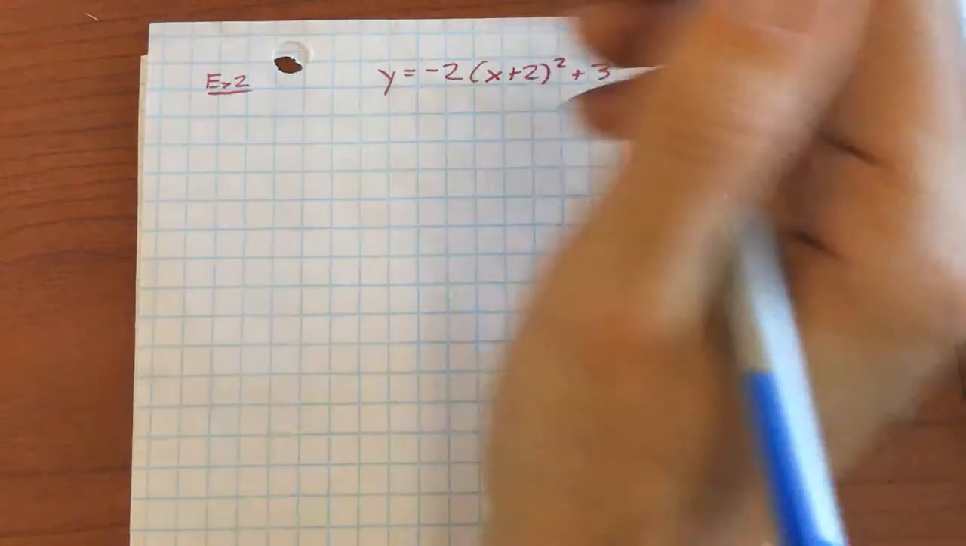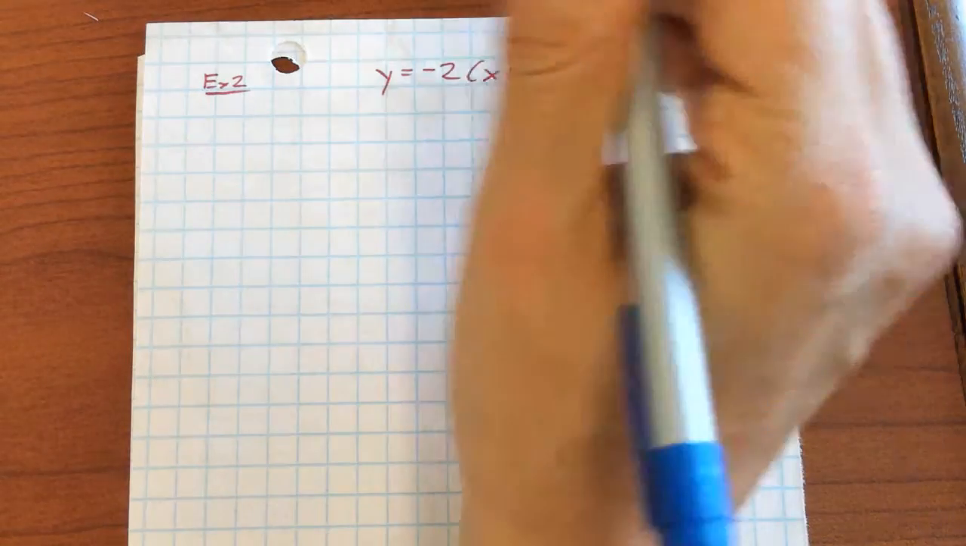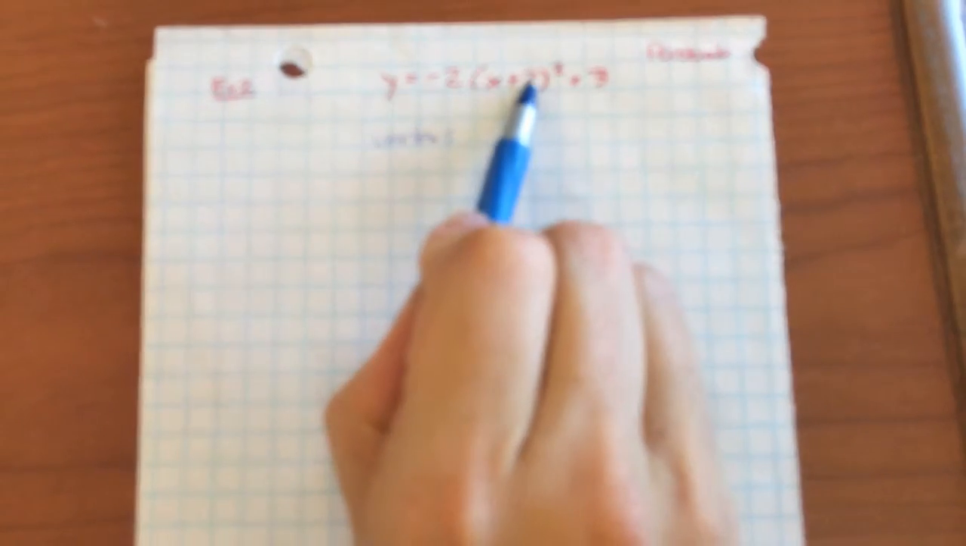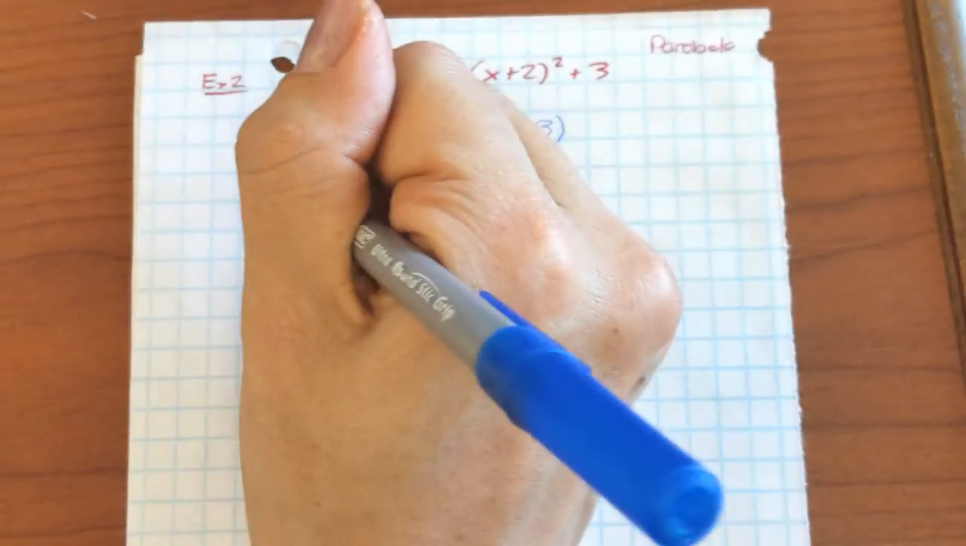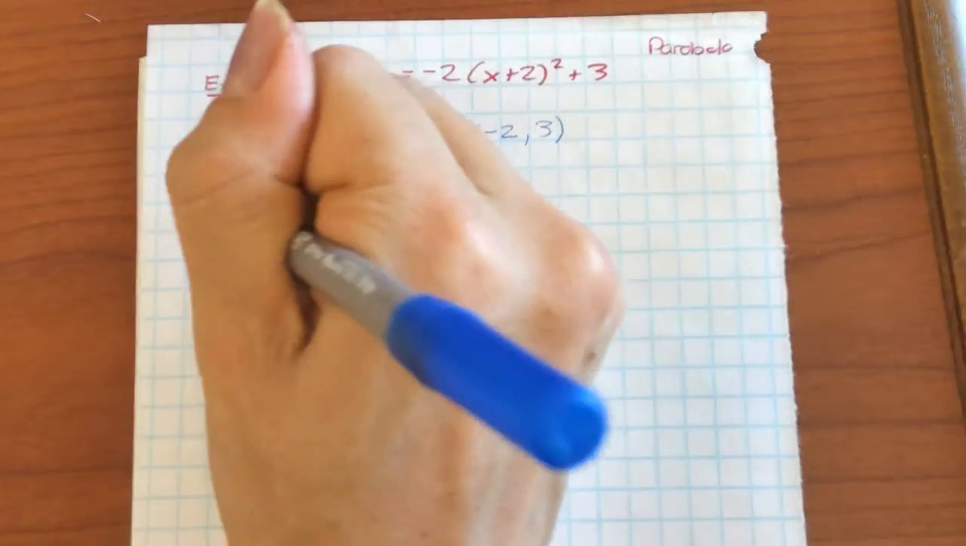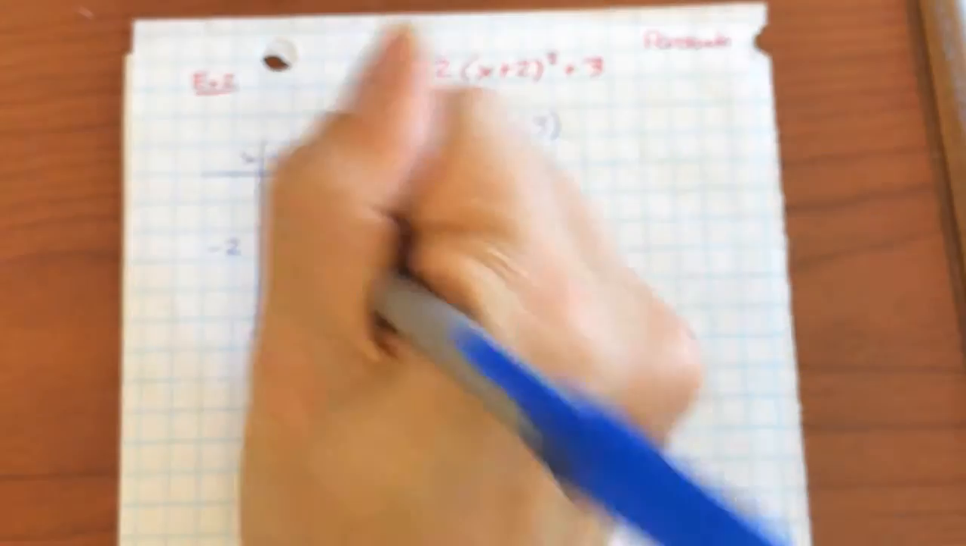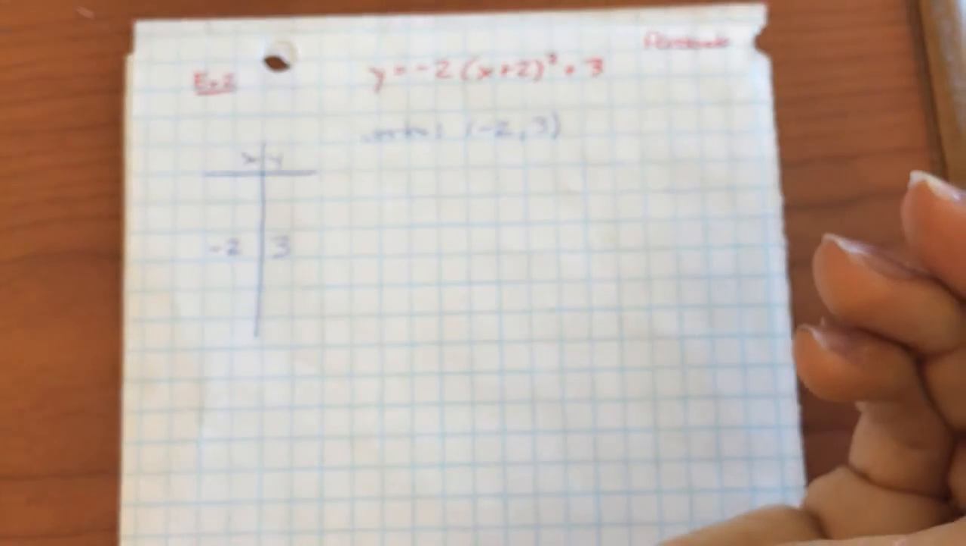So I have it in vertex form now, and now I can pick out my vertex. My vertex is in here, but I've got to switch the sign. So -2 and then 3. And for parabolas, you need a table. What you want to do is put the vertex in the middle and pick a couple points above and a couple points below.